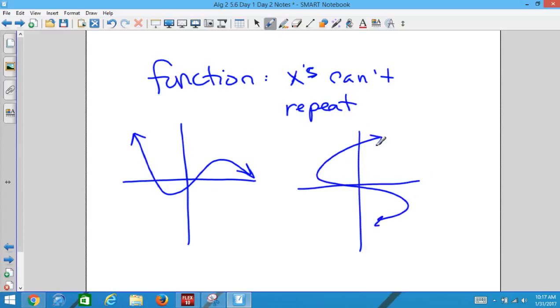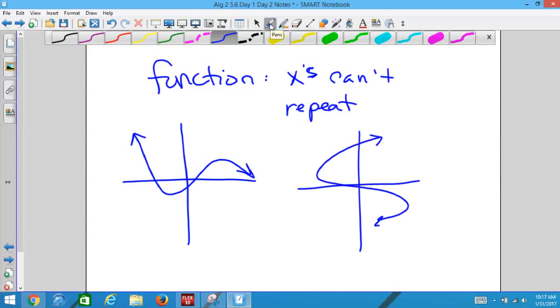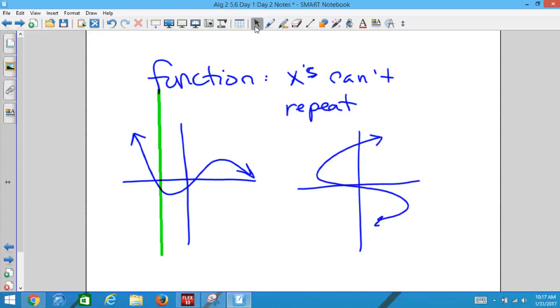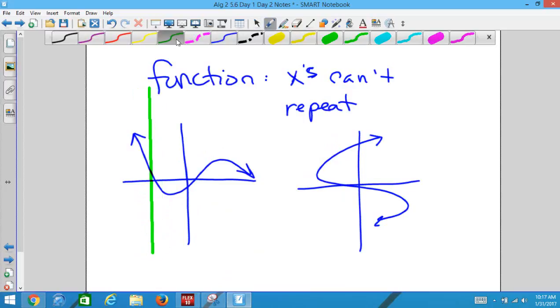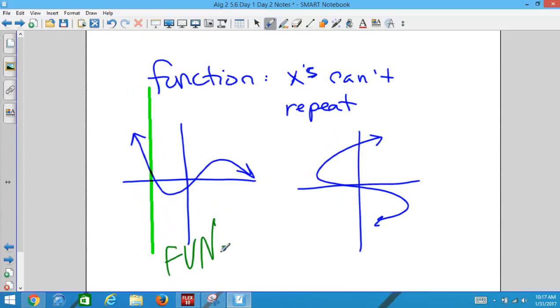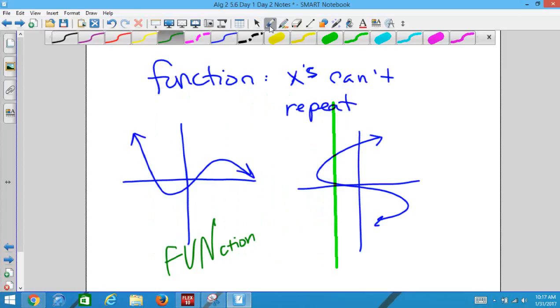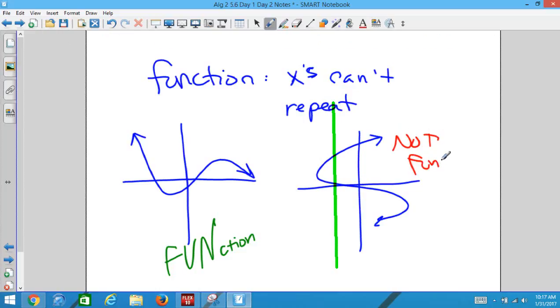So here's some crazy graphs. If I take a vertical line, and it intersects more than once, then it's not a function. So is my first one a function or not a function? Function. How about my second one? Not a function. And that's because it intersects more than once with the vertical line. So we did that a long time ago.